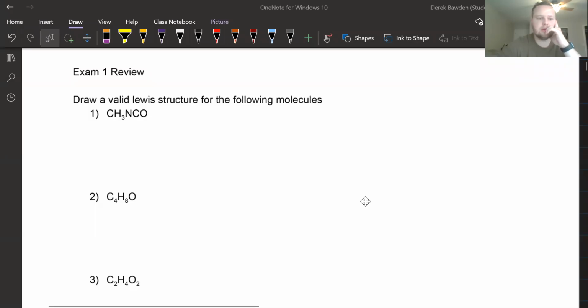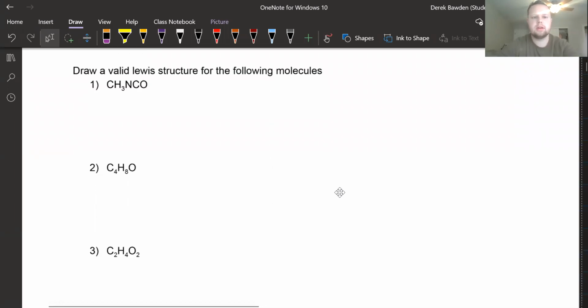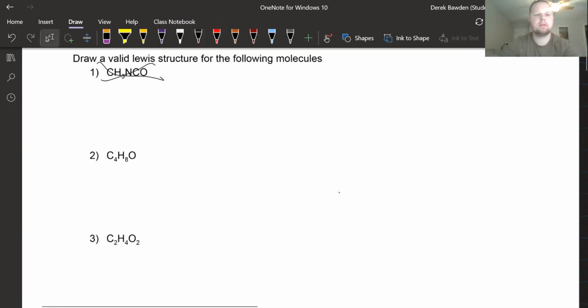If you haven't had a chance yet, go ahead and start looking at these first couple of problems. See if you can come up with a valid Lewis structure, but we are going to ignore this first one. So try number 2 and number 3, and we'll get going in just a minute.